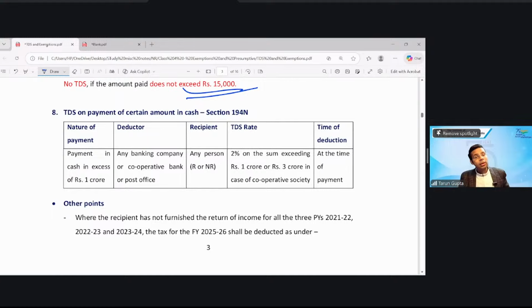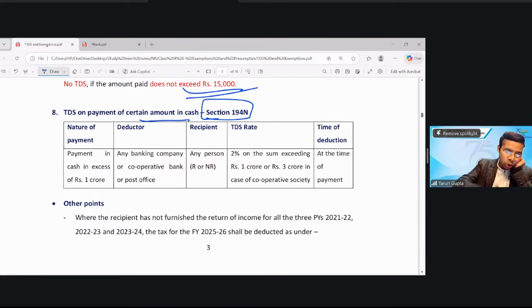Then there's a unique section, section 194N. It is applicable on cash withdrawal. Why did I say it's a unique section? Can you tell me why it's a unique section? It is not on a payment, not on income. Perfect. What Sanjay is saying is perfectly fine.